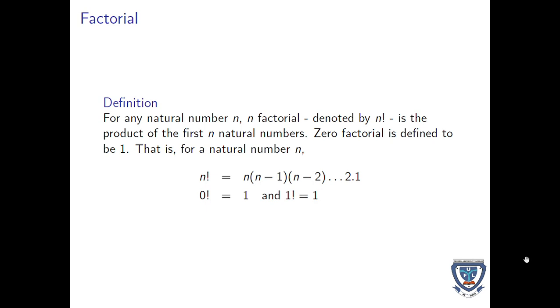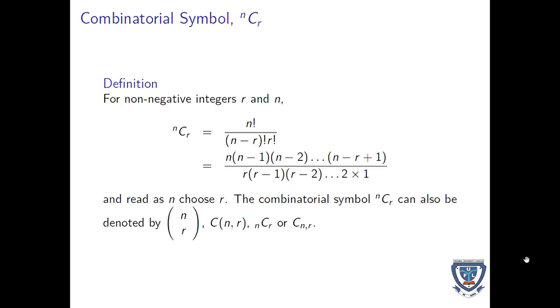Factorial. For any natural number n, factorial, denoted by n exclamation, is the product of the first n natural numbers. Okay, so what is 0 factorial? 0 factorial is defined to be 1. That is, for a natural number n, n factorial is equal to n times n minus 1 times n minus 2 times ... down to 1 in descending order, while 0 factorial is 1 and 1 factorial is also 1. So basically, this is what factorial stands for.